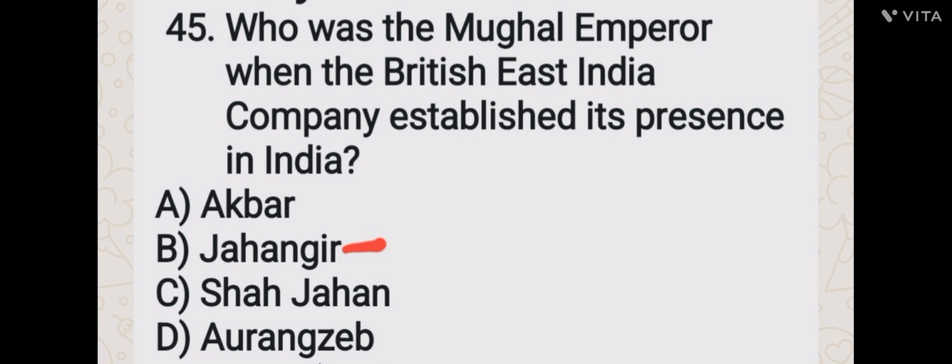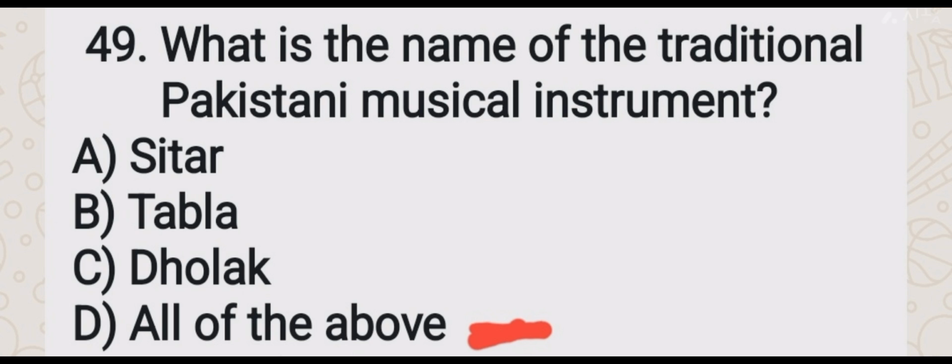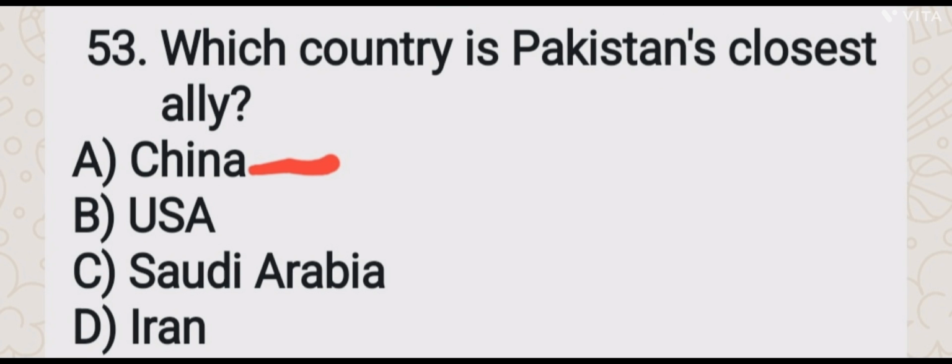Who was the Mughal emperor when the British East India Company established its presence in India? Option B, Jahangir. Which province is the largest province of Pakistan by population? Punjab. What are the traditional Pakistani musical instruments? Option D, all of the above: sitar, tabla, dholak. Which country is Pakistan's closest ally? Option A, China.